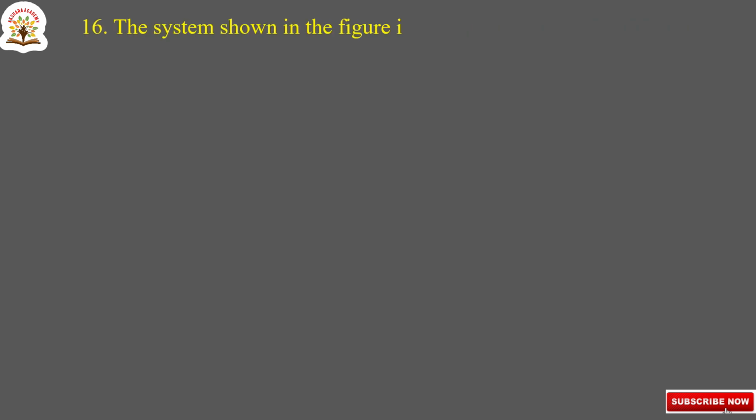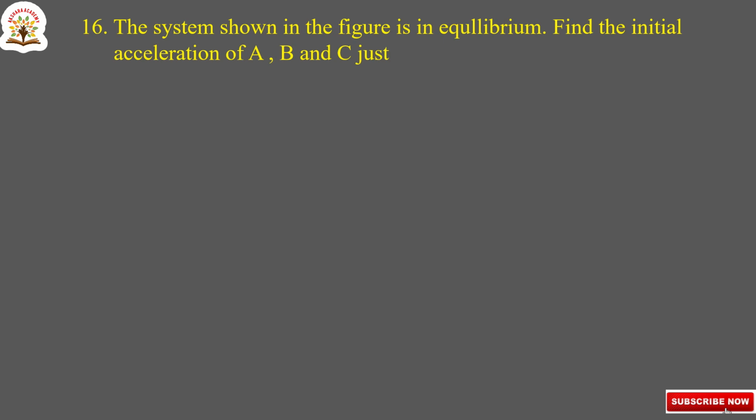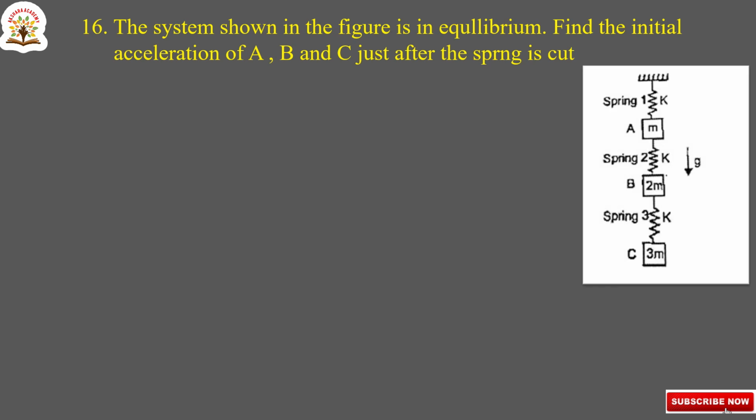The system shown in the figure is in equilibrium. Find the initial acceleration of A, B and C just after the spring is cut. Now we have to calculate the initial acceleration of A, B and C. See this figure here. The system is in equilibrium. Blocks A, B and C are suspended by springs from the support. Now let us go to the solution.